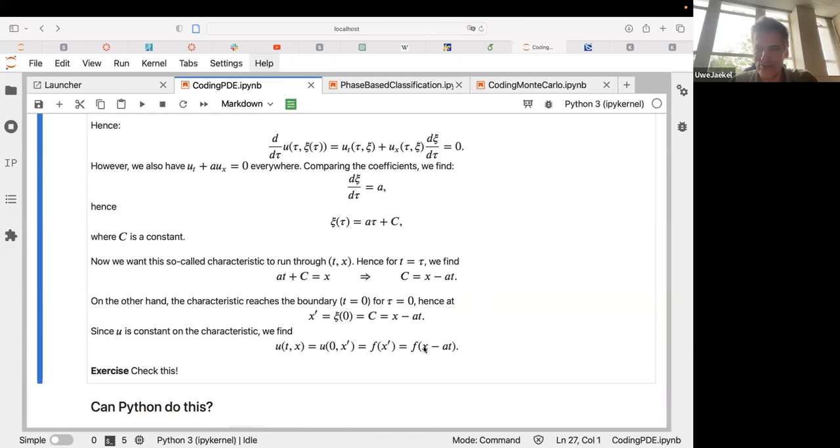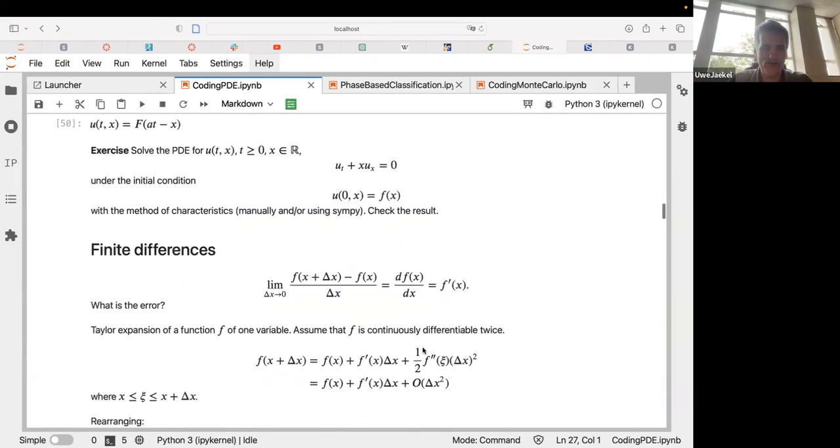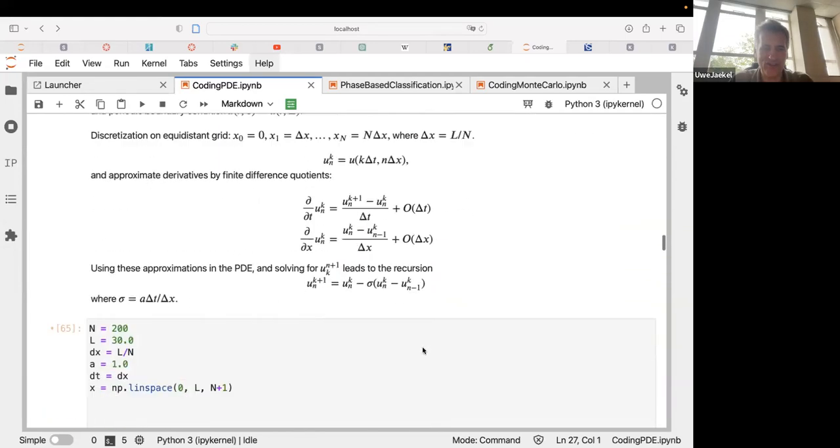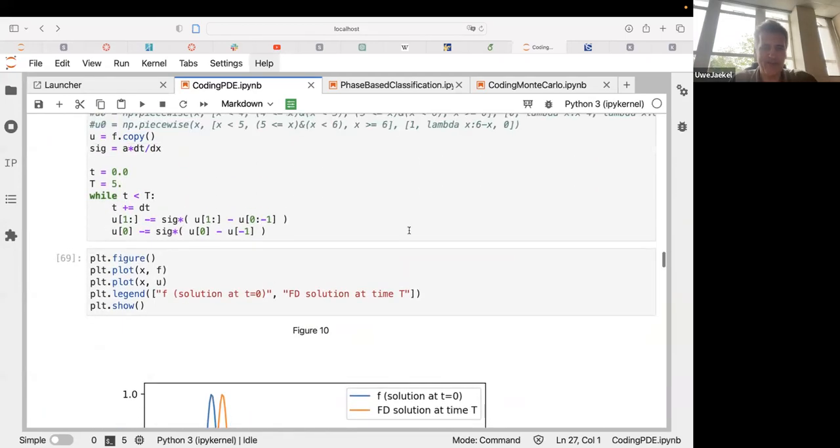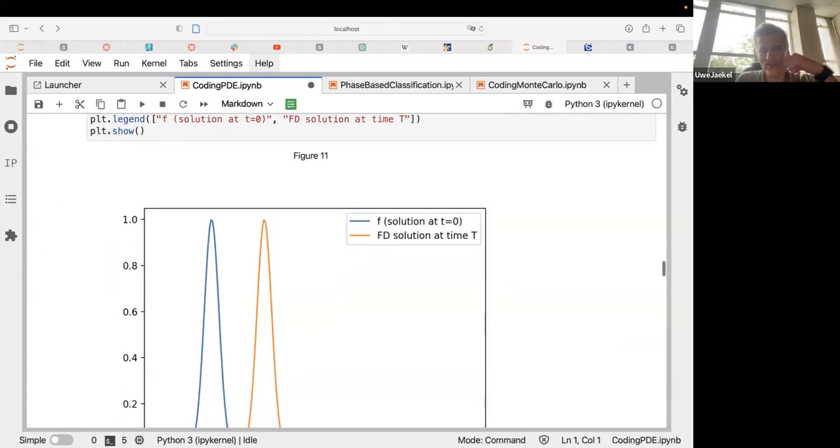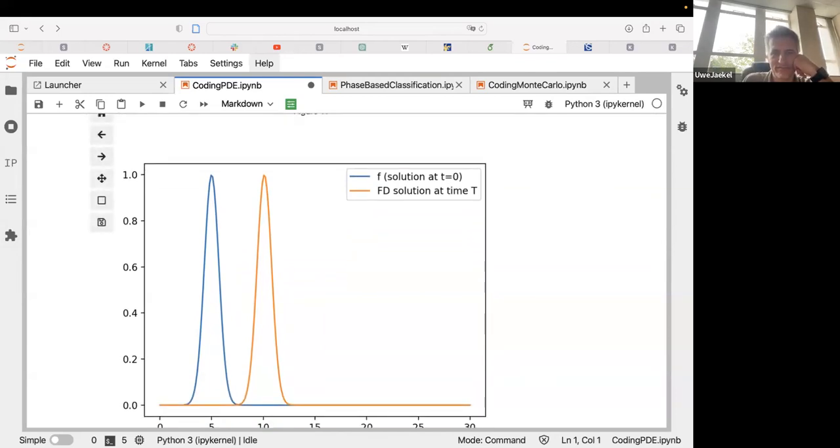So the solution will now be X minus 5. It's shifted by 5, or should be shifted by 5. Let's see if this is true. So we simulate it and we plot it, and you see it's true. It works.